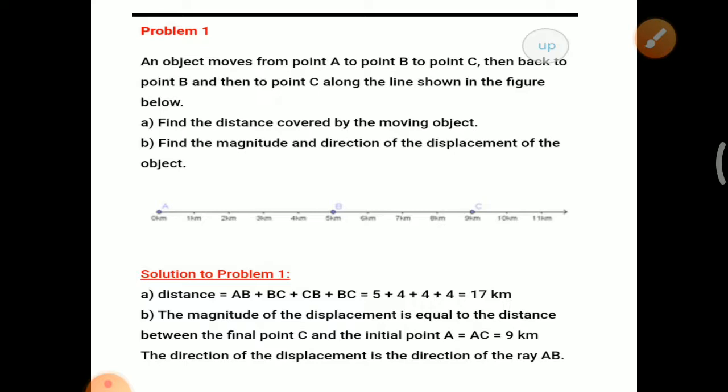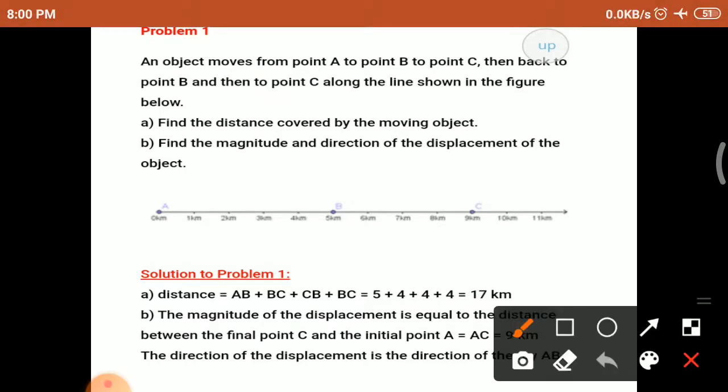In the last class we discussed distance and displacement. The definition of distance is the actual length of the path covered by the object. The displacement is the final position minus the initial position. Otherwise, we can call it the shortest distance between the final position and the initial position. So listen to numerical problem 1.